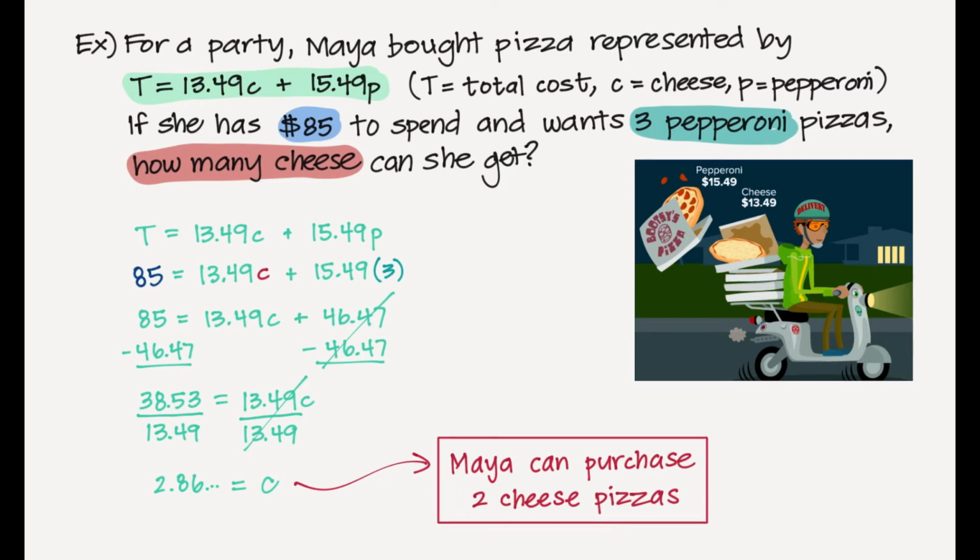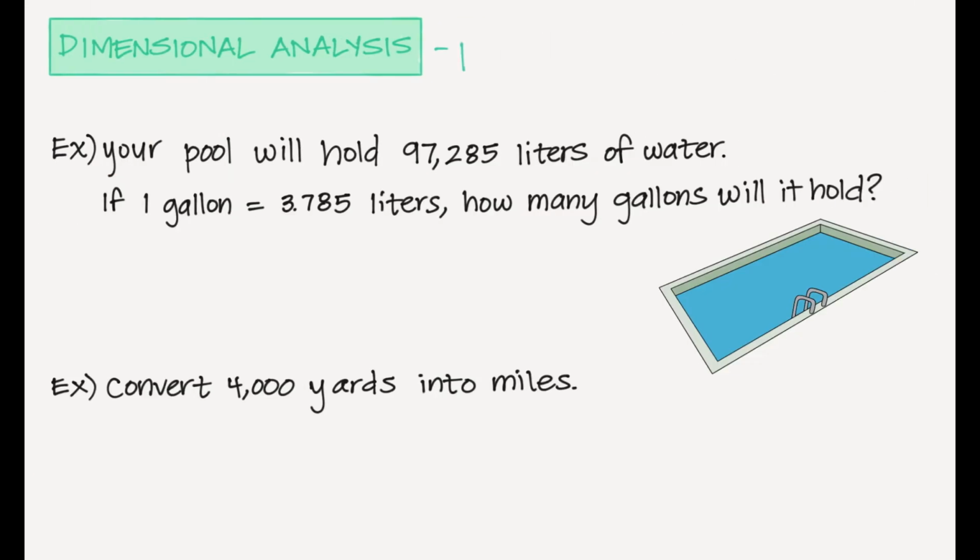All right, let's go ahead and move on now to dimensional analysis. Another term for this is unit analysis, because for this, we are just performing operations with units. For example, your pool will hold 97,285 liters of water. If 1 gallon equals 3.785 liters, how many gallons will it hold?